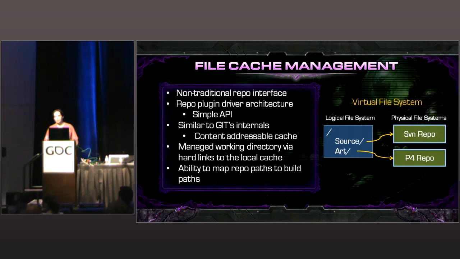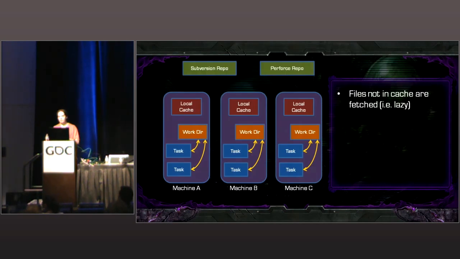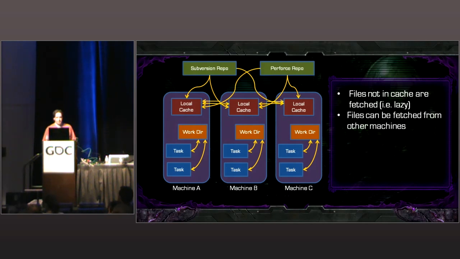Lastly, we have the ability to map multiple repositories into a build's file namespace. Earlier, I mapped the code build to a single Subversion repo, but often we rely on files from multiple locations. So files are only grabbed from a repository if, one, they are required, and two, they aren't in the cache. Each machine in a cluster maintains its own cache, and files are often pulled from the caches of other machines. The cache is content addressable, so given the MD5 of a file, we can quickly check and locate that file.